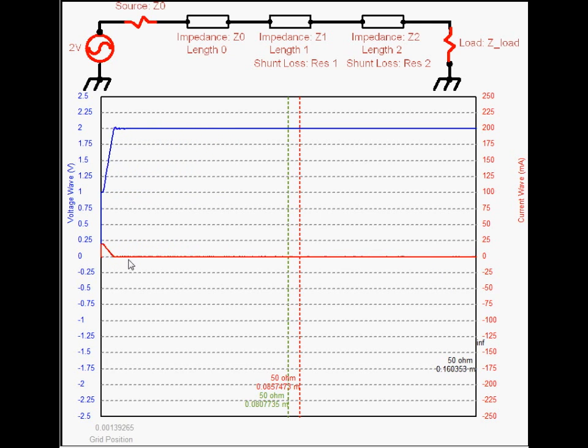So this is about what you would expect in the steady state when you have a transmission line that's hooked up to an open. You have no current that's going to flow through, and you have 2 volts now because this 2 volt source has no current flowing through that resistor. So there's just the 2 volts that you have going all the way down the transmission line.